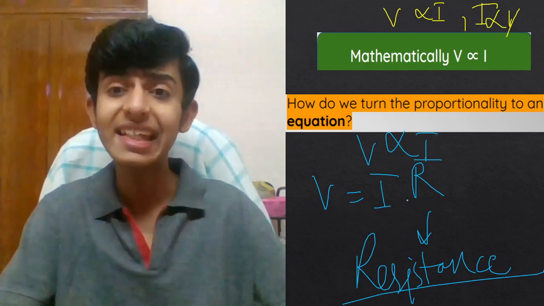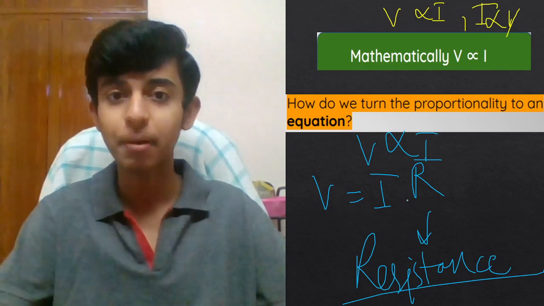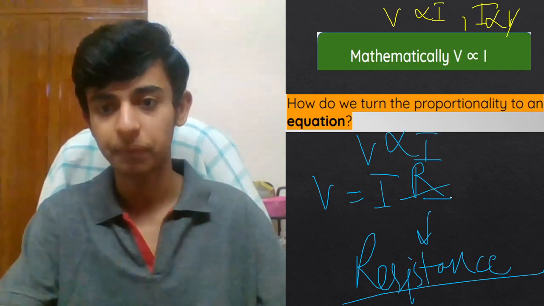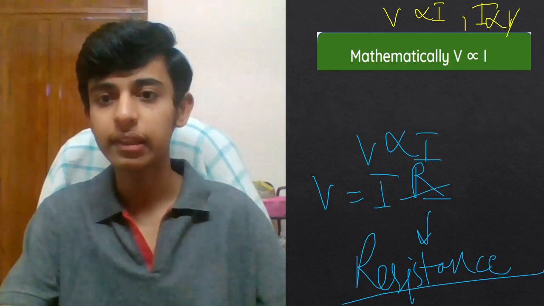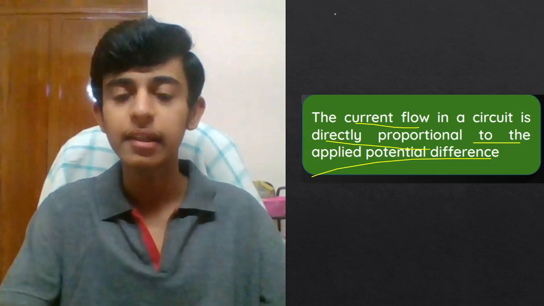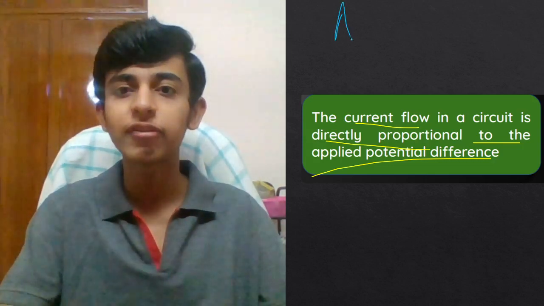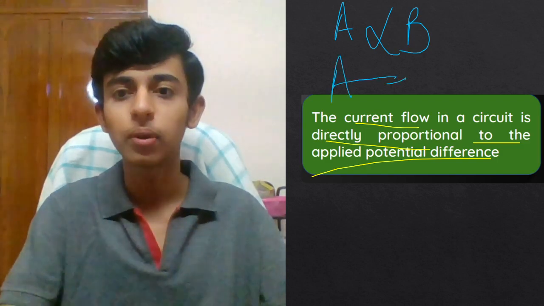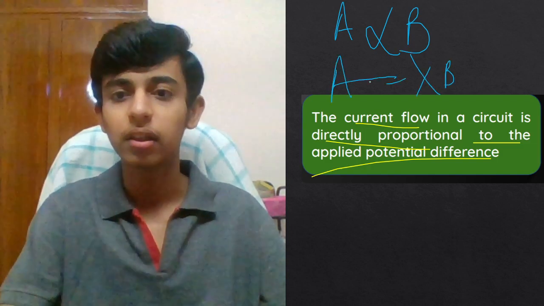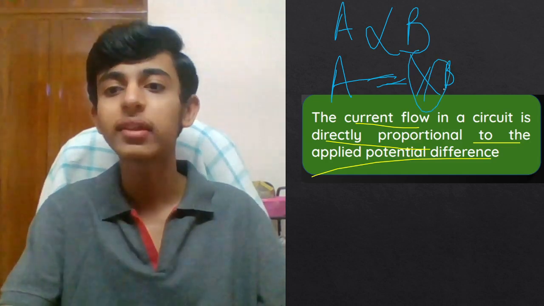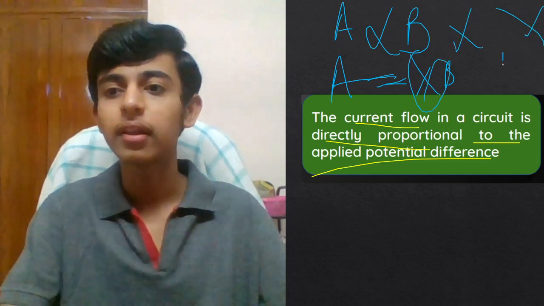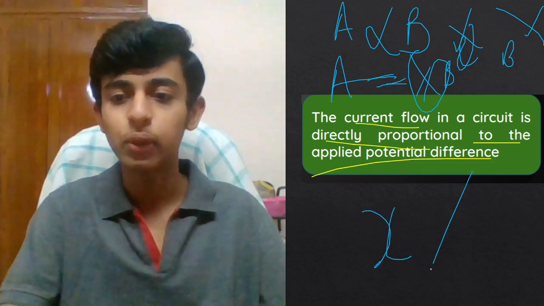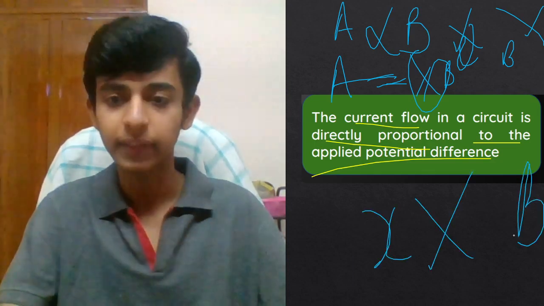Like if you take any example, if you want to remove the proportionality sign, you always have to add a constant. So by this you can see one thing, that if A is directly proportional to B, then A will be equal to XB, meaning there is some constant multiplied by B. This is X, let it be like this, X into B. Correct? Same here.